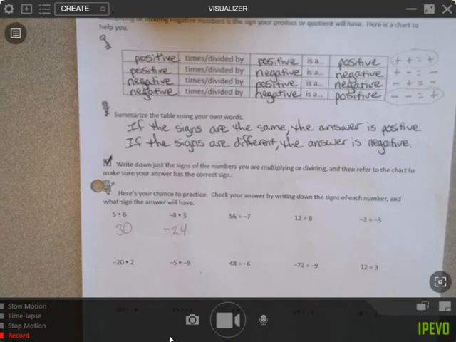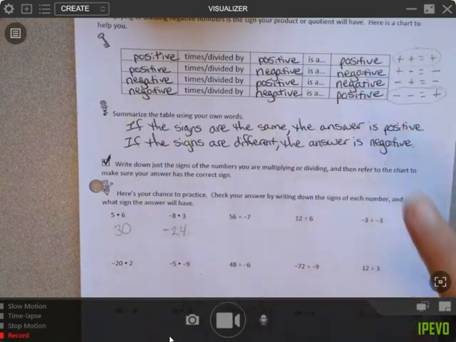So you do the math, then you check the chart to see if our answer is going to be positive or negative. Any questions on today's assignment? James? Can you just leave it there for a second? Yep. So we can- Well, I'm gonna stop the recording first though.